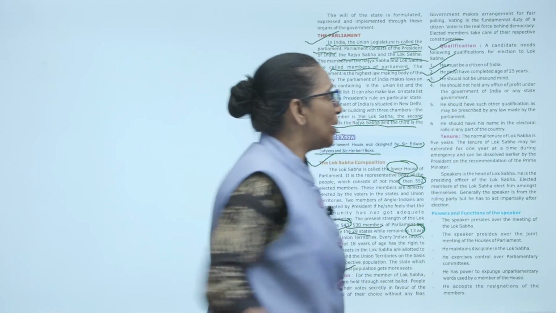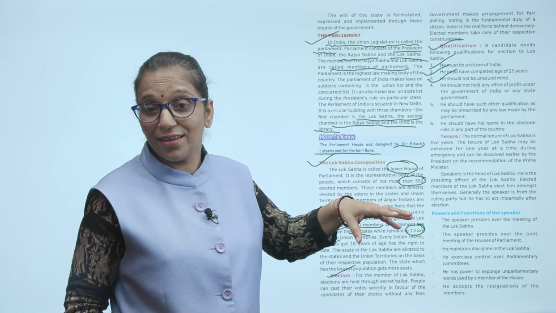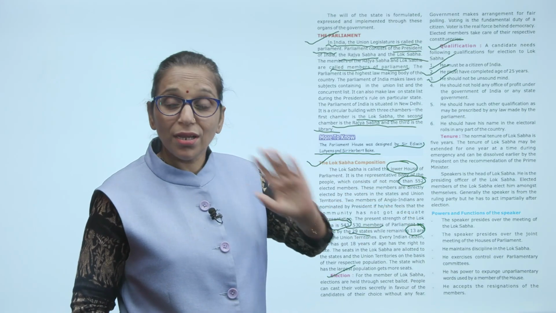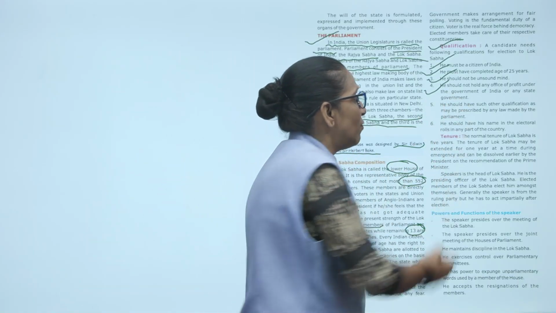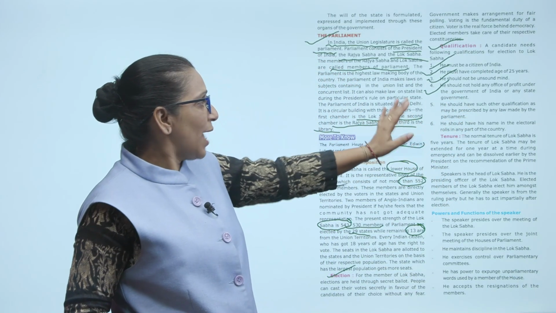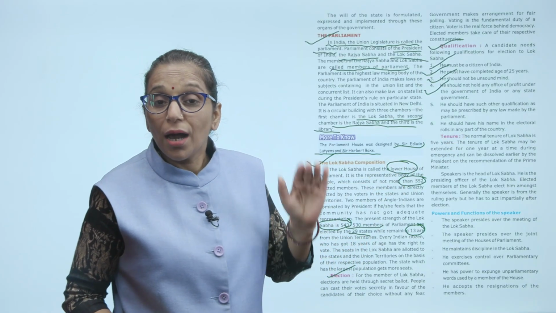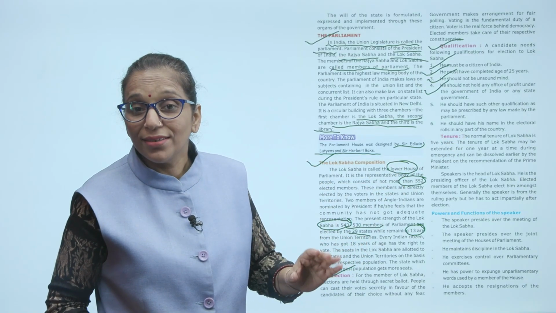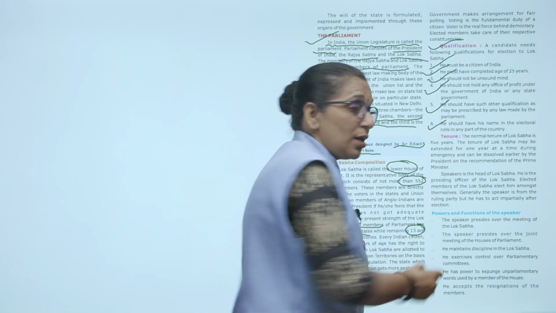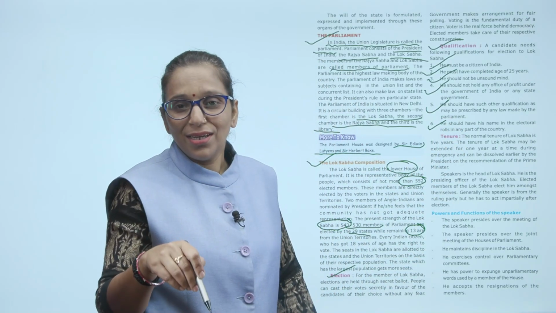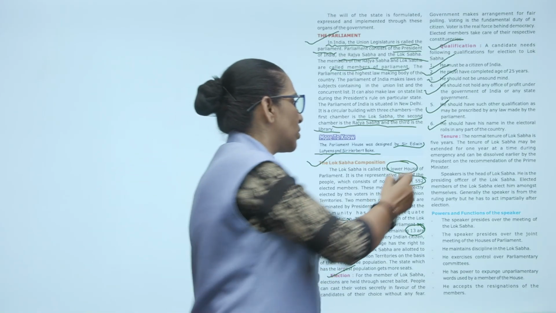He should not hold any office of profit under the government of India or any state government; if so, he or she has to resign. Then he should have such other qualifications as may be prescribed by any law made by the Parliament. Then he or she should have his or her name in the electoral roll in any part of the country.